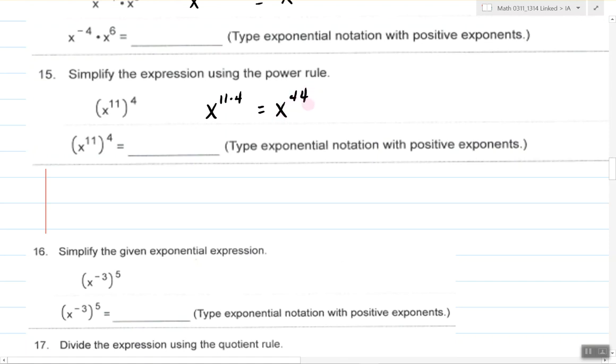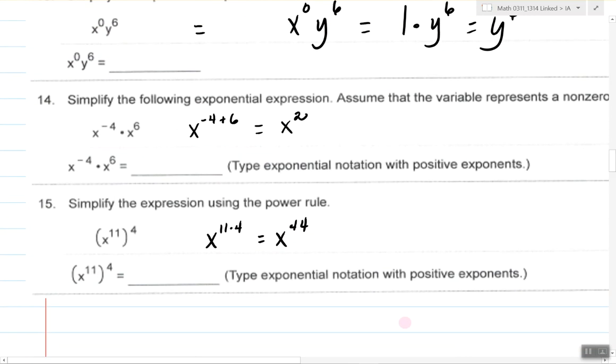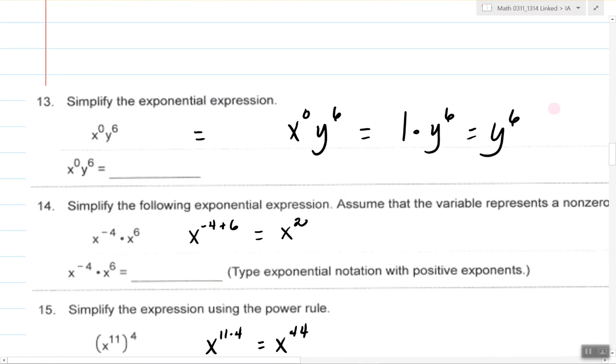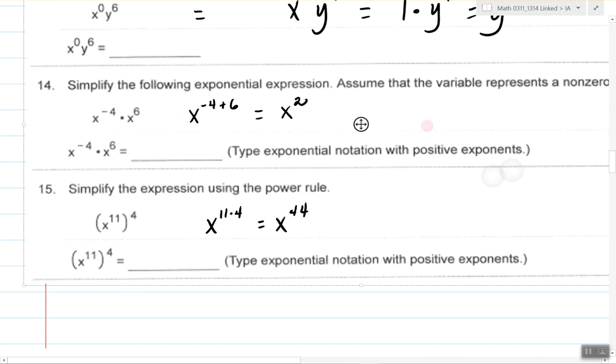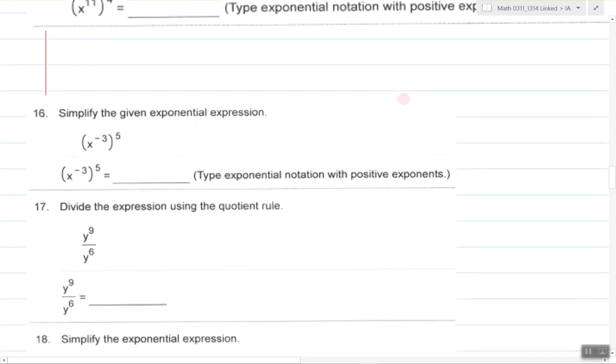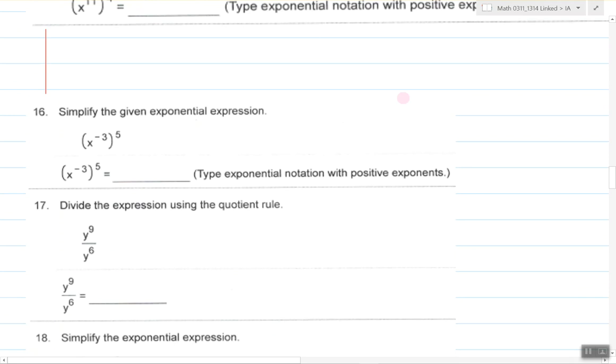Thank goodness those are not number bases because I would have a lot of trouble thinking about raising some number to that particular power. All right, so if I wanted to back up and make little notations, here I used the 0 rule. Here I used a product rule. Here I used a power rule. It looks like number 16 is another case of a power rule.